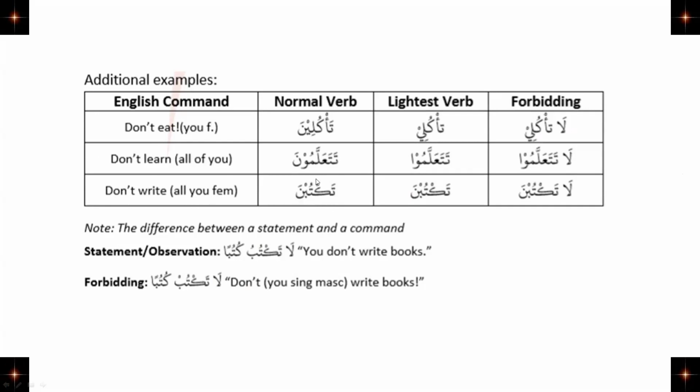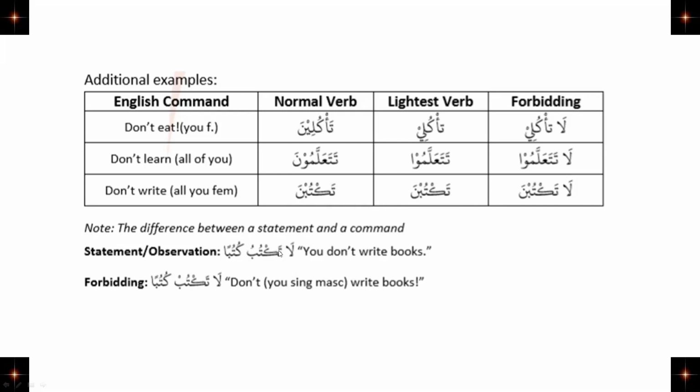Don't write, all of you, feminine. Taktubna is the fi'l mudari, normal, right? Taktubna is also the lightest because you can't drop this noon because it's the noon of antunna. You remember, antunna and hunna, you can't touch their noon. That's what we say. When the ladies are more than one, two, you don't touch their noon, okay? And then the last step is to add the la on it. So it becomes la taktubna. You see, they are able to drop the noon of plural masculine, but the noon of feminine plural never gets dropped. That's what we learned.